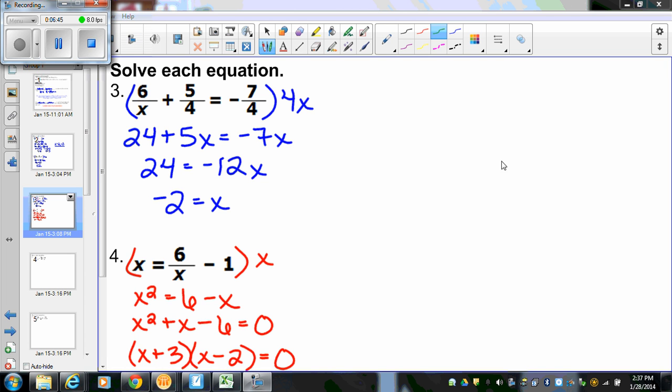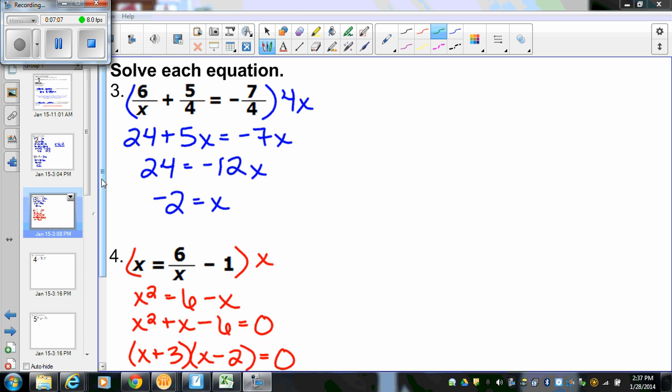On number 3, my least common denominator would be 4x, so I multiply through by 4x, and I end up with 24 plus 5x equals negative 7x. Then I subtracted the 5x over to the right-hand side, so I got 24 equals negative 12x. Divide by negative 12, and you get x equals negative 2, which is not extraneous, so we can keep that answer.